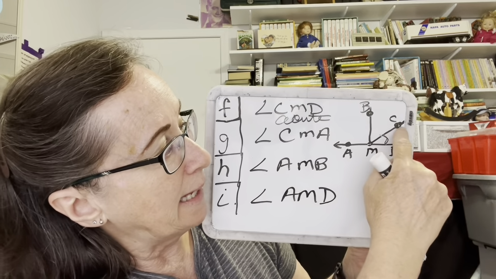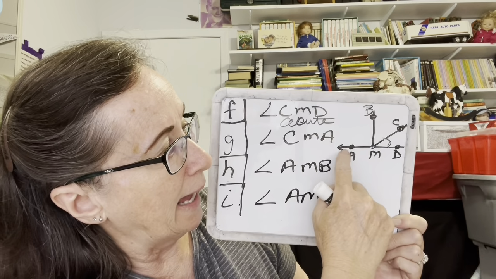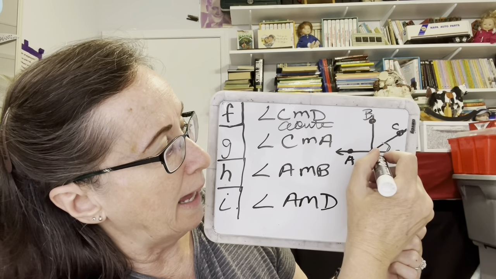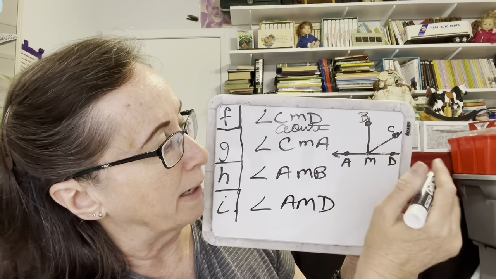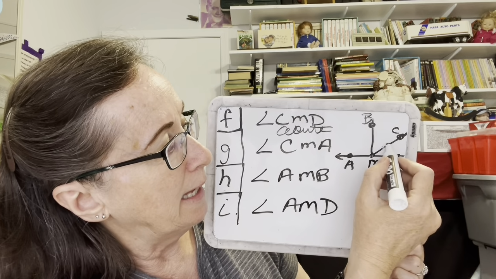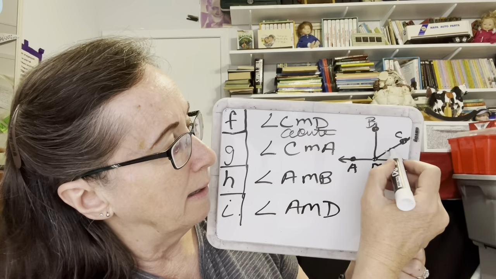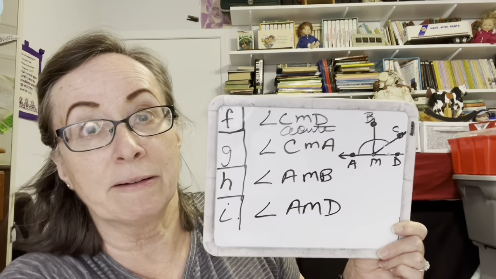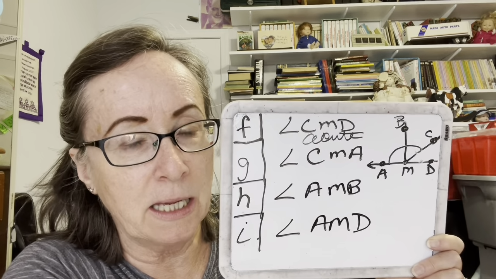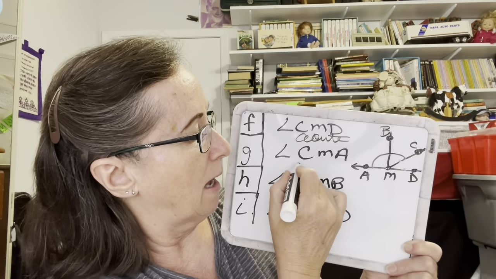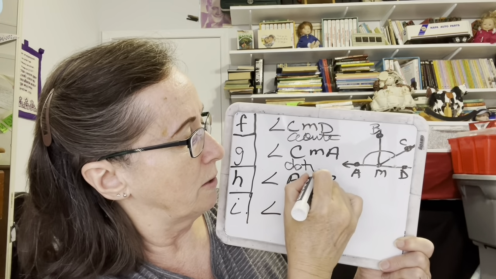CMA. Okay, now CMA is this big angle. Now I'm going to erase this one because I'm done with that one for right now. CMA. We're talking about a bigger than 90-degree angle. Okay, it's larger than 90 degrees, therefore it is obtuse.